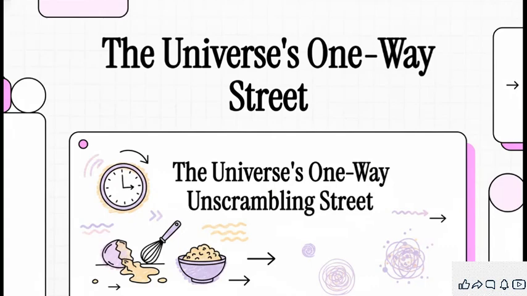All right, welcome. Today we're going to talk about one of the most fundamental rules in the entire universe. It's the law that explains why time seems to only move forward and, maybe more importantly, why you absolutely cannot unscramble an egg. Let's get right into it.